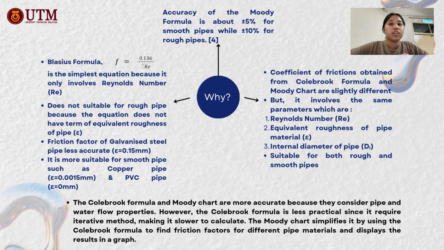PVC pipe. Coefficients of friction obtained from Colebrook formula and Moody's chart are slightly different, but it involves the same parameters, which are Reynolds number, epsilon, and internal diameter of pipe. And it is also suitable for both rough and smooth pipes. So the Colebrook formula and Moody's chart are more accurate because they consider pipe and water flow properties. However, the Colebrook is less practical since it requires an iterative method, making it slower to calculate. The Moody's chart simplifies by using the Colebrook formula to find friction factor for different pipe materials and displays the results in a graph.